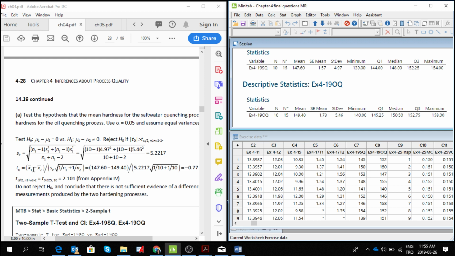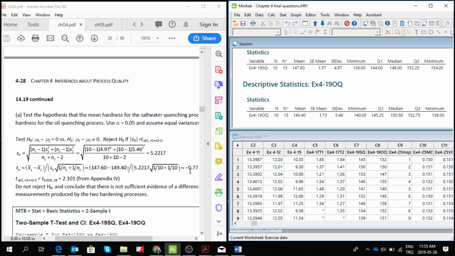Okay, so the T naught value is equal to x1 bar minus x2 bar. You can also get the x1 bar, the mean here, 147. We go in here and we have 147.6, and similarly x2 bar you can find, 149.40. And then SP we calculated up here, and you can plug it in and then find the value for T naught.